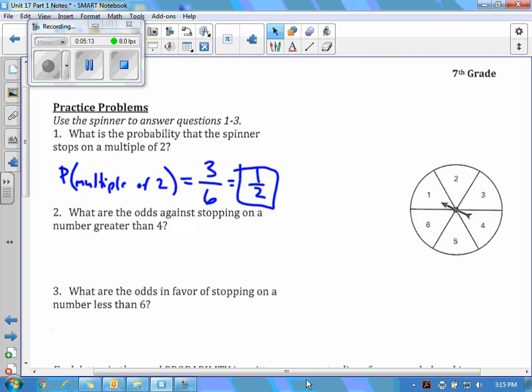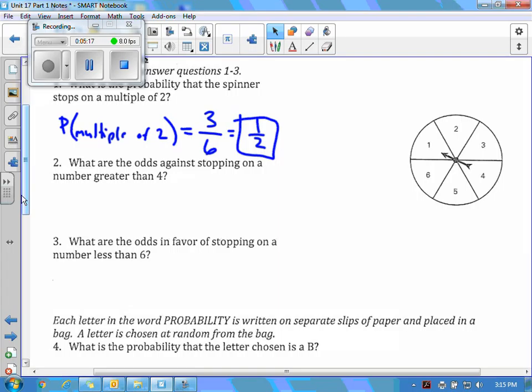For my next one, it says, what are the odds against stopping on a number greater than 4? Odds against is the unfavorable outcome over the favorable outcome. It says a number greater than 4. I have two numbers greater than 4, 5 and 6. Since it's odds against, I would put the 4 numbers that are not greater than 4, 1, 2, 3, and 4, over the 2 that are. And then I need to reduce that to 2 over 1, or I can just say 2. So the odds against stopping on a number greater than 4 are 2.